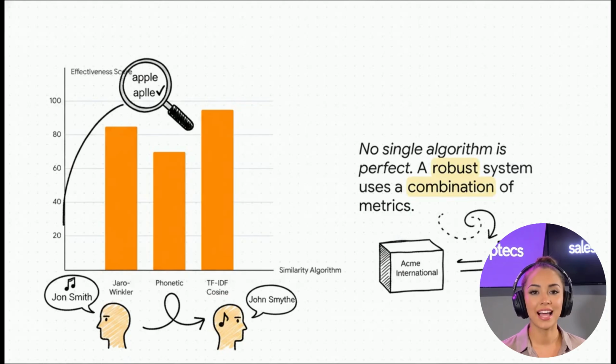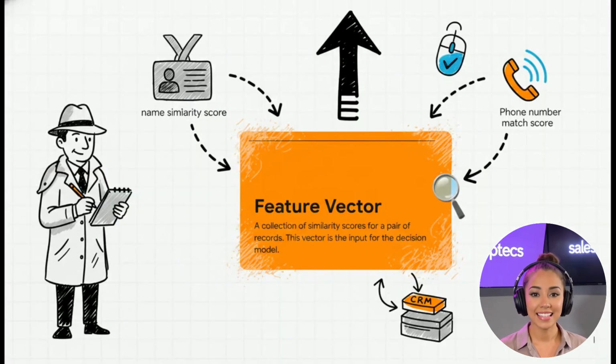So you don't just rely on one of these scores. You act like a detective and gather all the evidence. How similar is the name? Do the domains match? Do the phone numbers match? You put all of these scores together into something called a feature vector. Think of it as a complete evidence profile that tells you just how similar two records really are across the board.